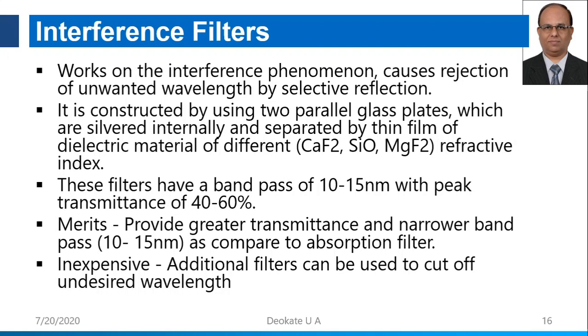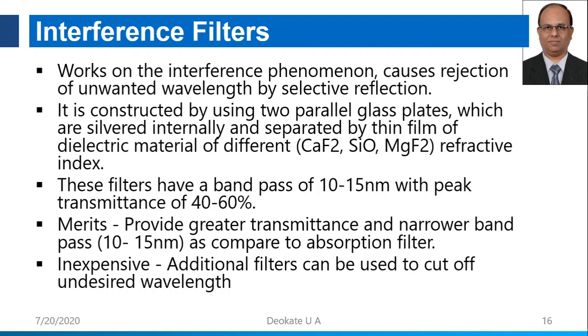So this dielectric material thickness is important. This filter has a bandpass or bandwidth of 10 to 15 nanometer. We can work within the range of 10 nanometer with peak transmittance of 40 to 60%. Its merits: they provide greater transmittance and narrow bandpass or narrow bandwidth as compared to your absorption filter. They are inexpensive. Additional filters can be used to cut off the unwanted wavelength. So these are the interference filters.